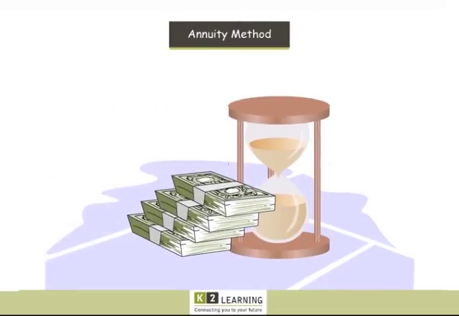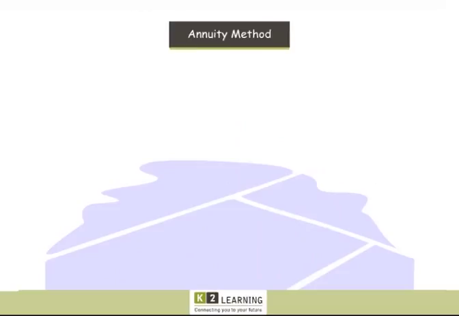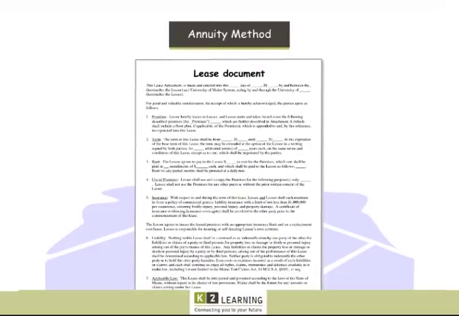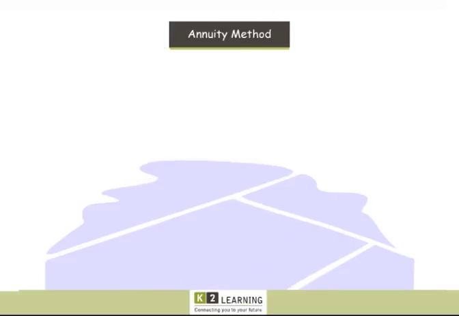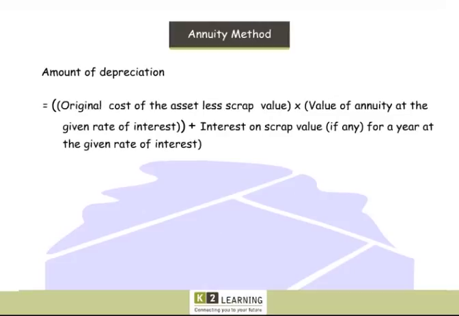The significant advantage of this method is that it takes into account the time value of money and provides for interest on the amount invested. This method is suitable for leases in respect of which a lump sum payment is made in advance. In this method, the amount of depreciation is equal to the original cost of the asset less scrap value, into the value of annuity at the given rate of interest, plus interest on scrap value, if any, for a year at the given rate of interest.